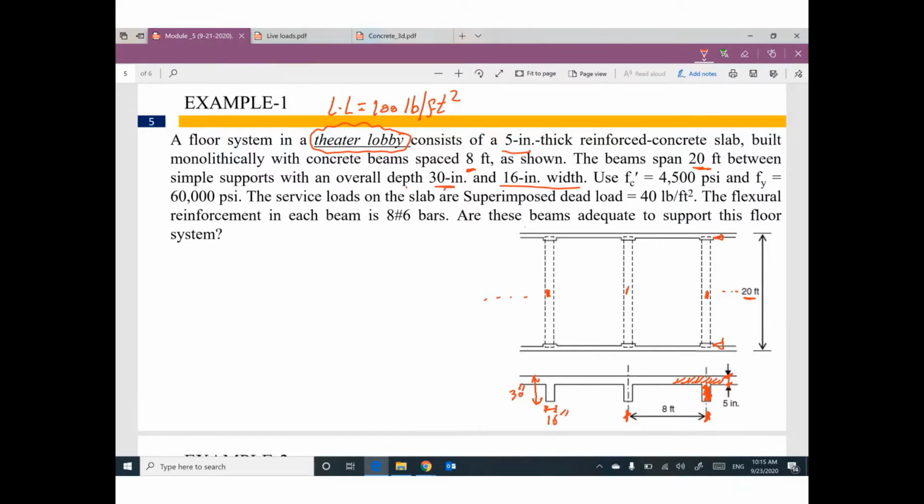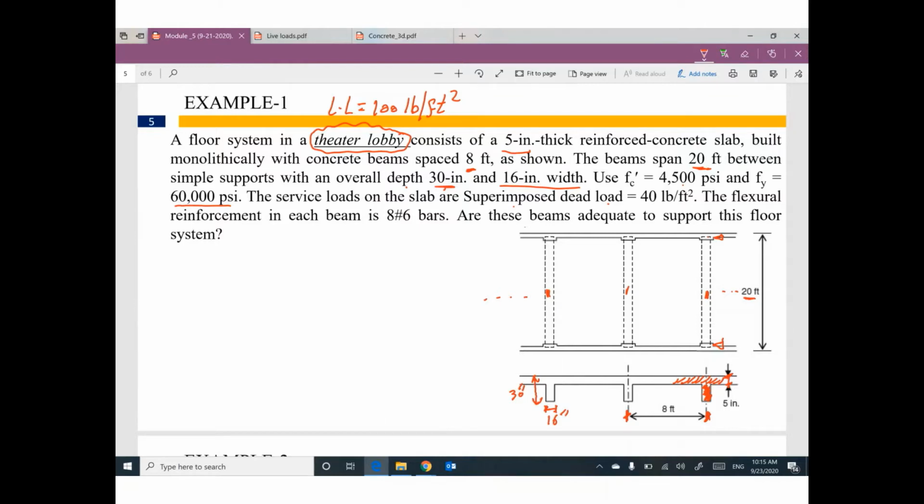Given f prime c 4,500 psi, f yield 60,000 psi. The surface loads on the slab are superimposed dead load. Superimposed dead load. Anybody remember last time I told you what is the meaning of superimposed dead load on the floor?